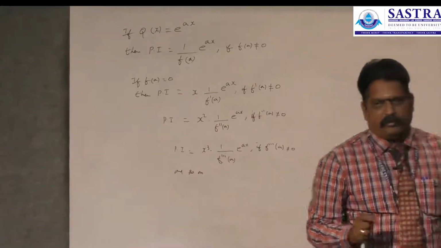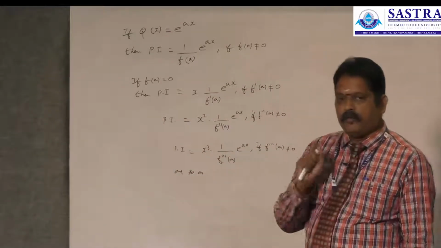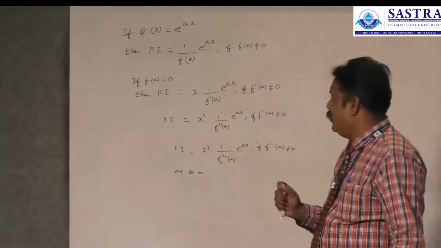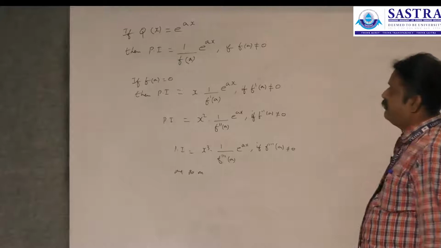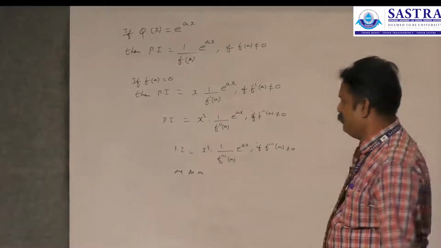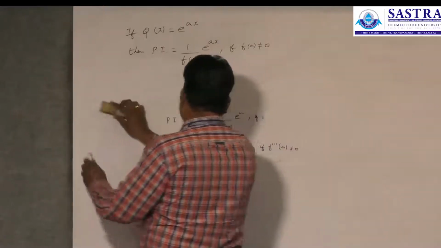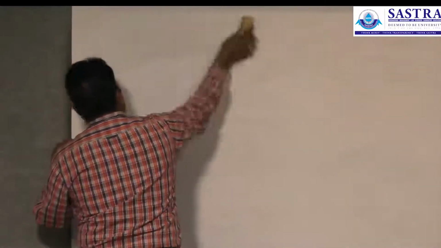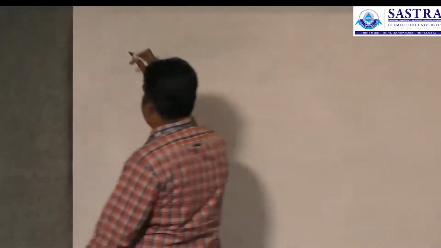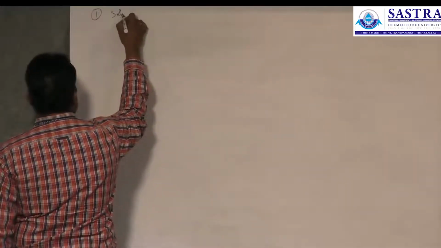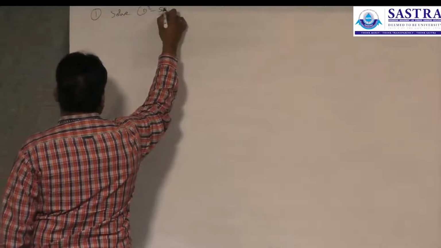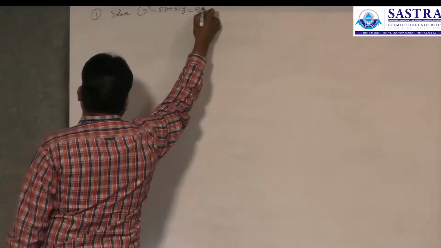So this is how the particular integral is found when the right hand side of the given equation is e to the power ax. Now let us do some problems based on this. Problem number 1. Solve (D square minus 5D plus 6) y is equal to e power x.